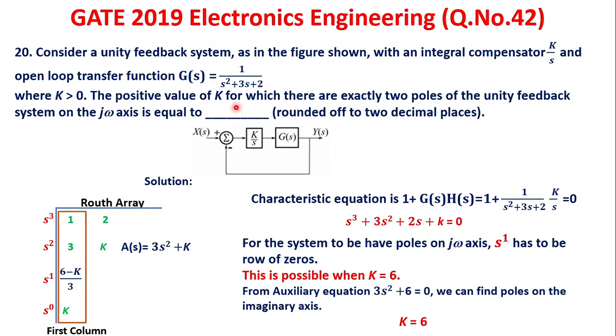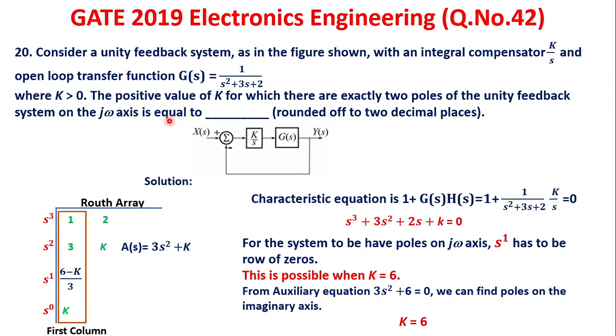So you please go through this. The last is another question wherein they have given an integral compensation, with K by S and G of S given. What is the positive value of K for which there are exactly two poles of the unity feedback system on the j omega axis? So this is again a problem related to the Routh stability criterion, because they are asking about poles on the j omega axis.